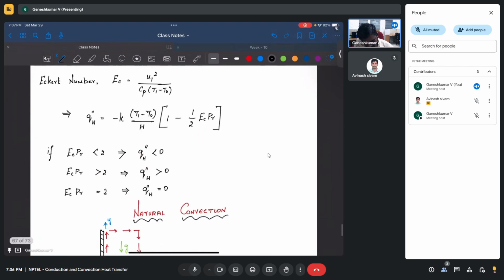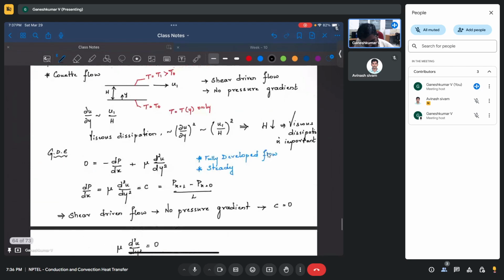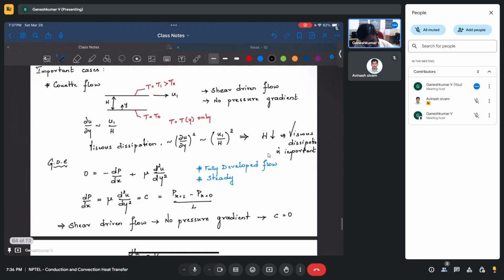We didn't go in detail, but it's already been done before. So basically it's a fully developed flow, there won't be any acceleration, so that's why this part is gone. And then you have the pressure gradient, but the pressure gradient is non-existent, so you will end up having mu into d square u by dy square. Now this is equal to 0, so it doesn't matter whether mu is present or not. So it's simply d square u by dy square is 0.